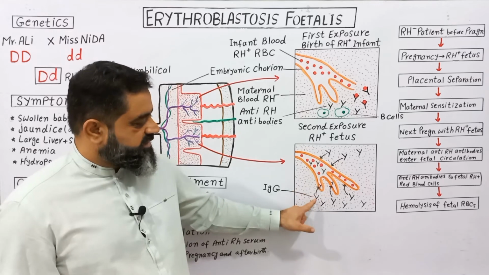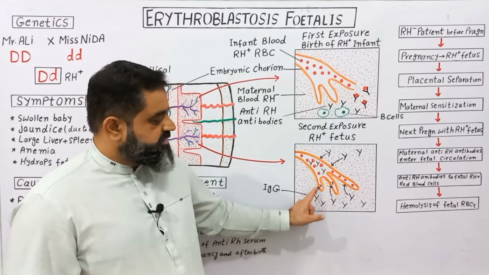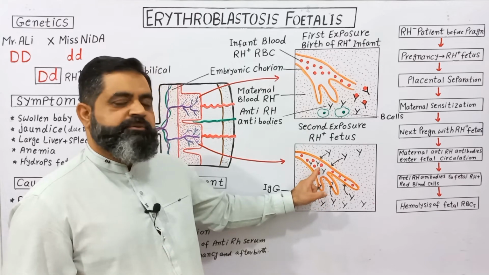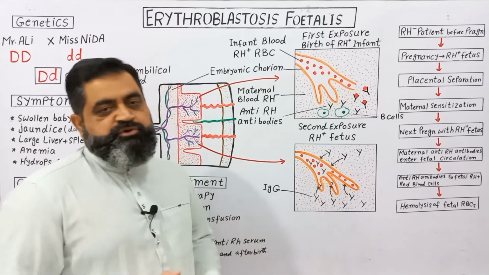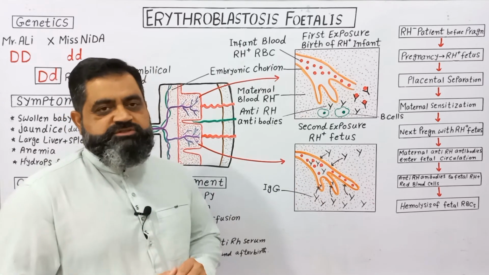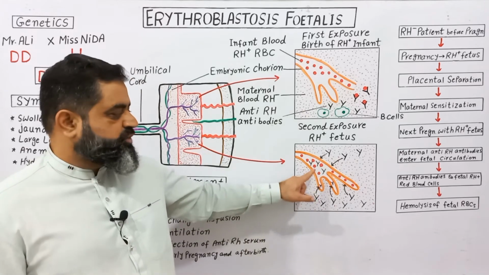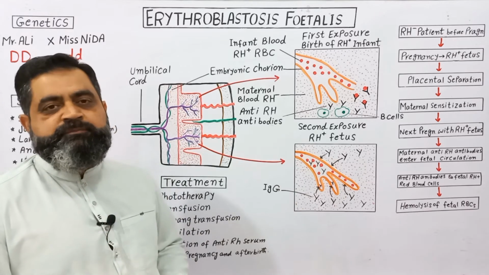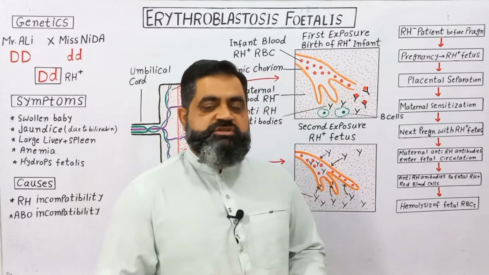Now look at this diagram. These antibodies, as you can see in the black color, are diffusing across the capillaries and entering the bloodstream of the fetal blood, where Rh antigen is present on the surface of RBC. So what will happen? These antibodies will destroy these RBCs present in the fetal blood. This condition is known as erythroblastosis fetalis.